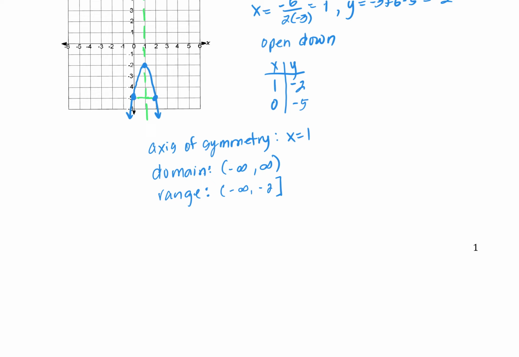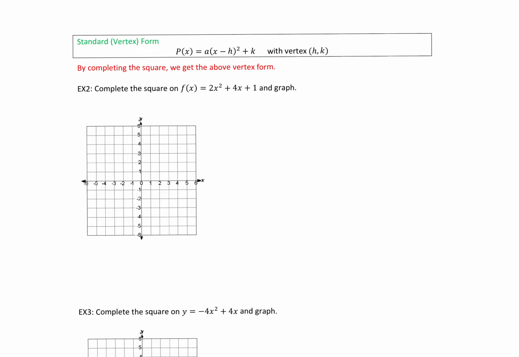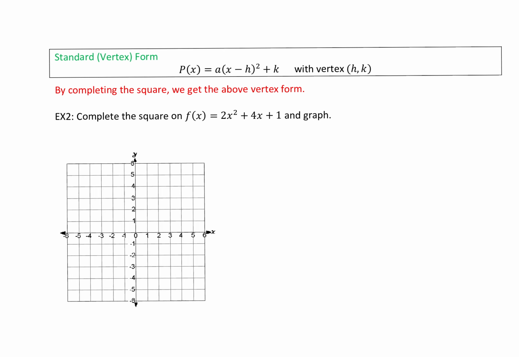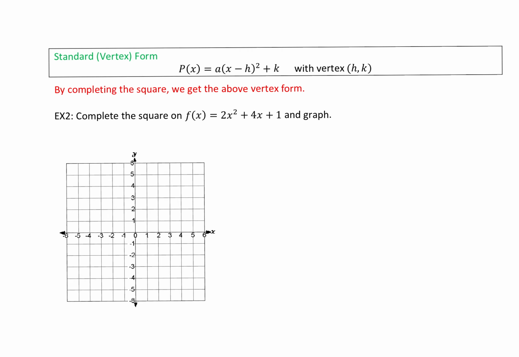So it would be really nice if we had an equation where we could just look at it and actually see what the vertex is, since the vertex seems to be the most difficult thing to find when we graph our quadratic functions. In the standard or vertex form of the quadratic function, it's written so that we can easily identify the vertex. So in this case, our p of x is a times (x minus h) squared plus k. So notice that the (h, k), that's our vertex. So it's already written in the form where we can identify the vertex very easily.